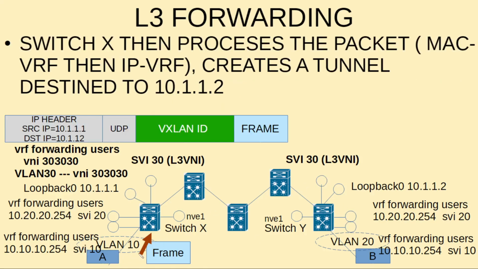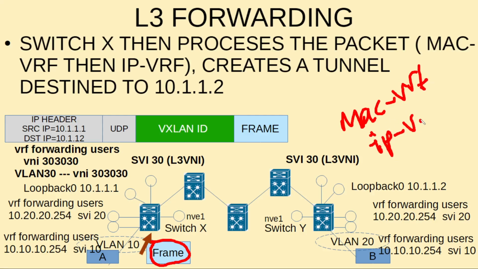Device A is going to send a frame to VTEP X. VTEP X is going to receive this frame. It is going to perform a MAC to VRF lookup and then an IP to VRF lookup. It is going to reach the conclusion that it needs to forward this packet.